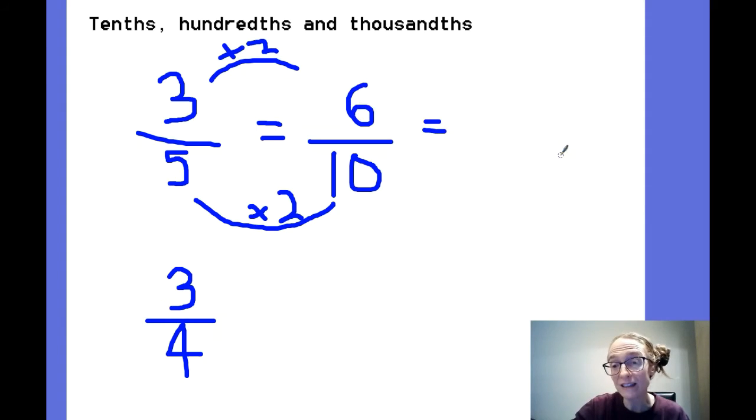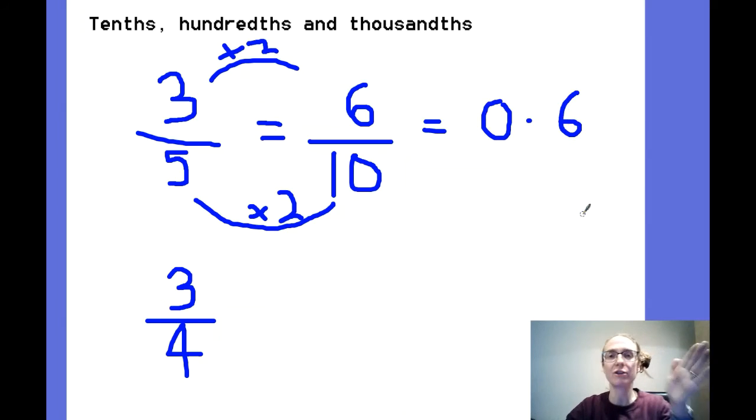And 6/10 is 6 divided by 10. And when we divide by 10, we make that number smaller by 1 decimal place. So we end up with 0.6. So we can see here that 3/5 is the same as 0.6. 3/4, let's do that one.